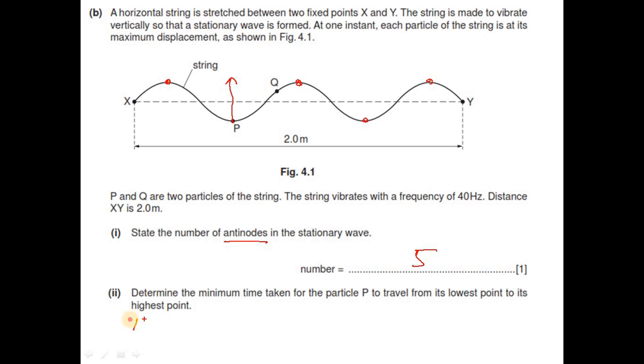So first we figure out the time period. The time period T is 1 upon f, as frequency is given. If you do 1 upon 40, it will give you 0.025 second. This is the time period, and we need half of it. So T by 2, if you divide by 2, you can write it as 1.25 times 10 to the power minus 2 second.